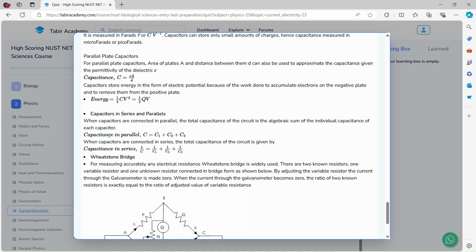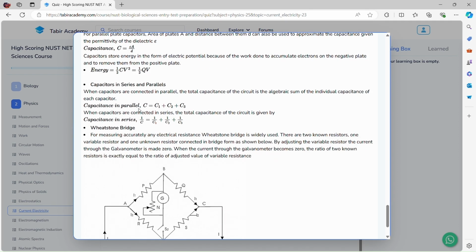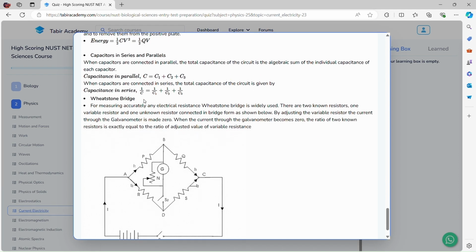Capacitors in series and parallel. When capacitors are connected in parallel, the total capacitance of the circuit is the algebraic sum of the individual capacitances of each capacitor. Capacitance in parallel is C equals C1 plus C2 plus C3. When capacitors are connected in series, the total capacitance of the circuit is given by 1 over C equals 1 over C1 plus 1 over C2 plus 1 over C3 and so on.